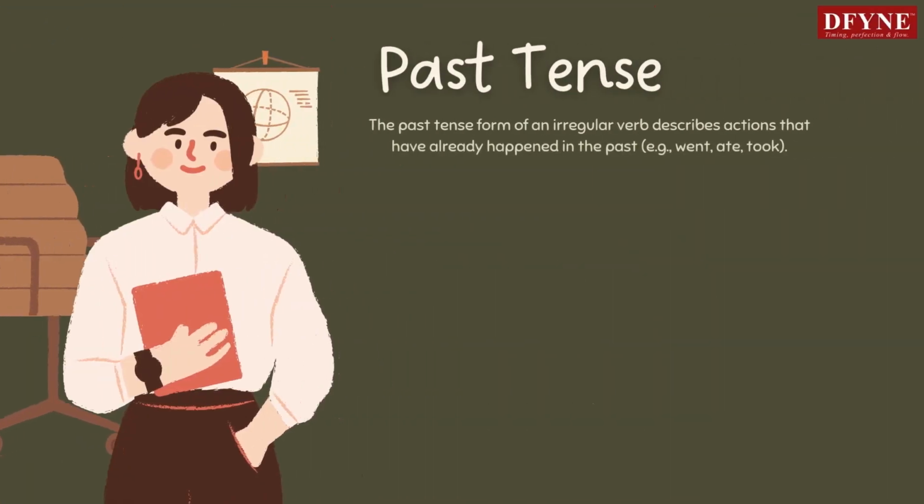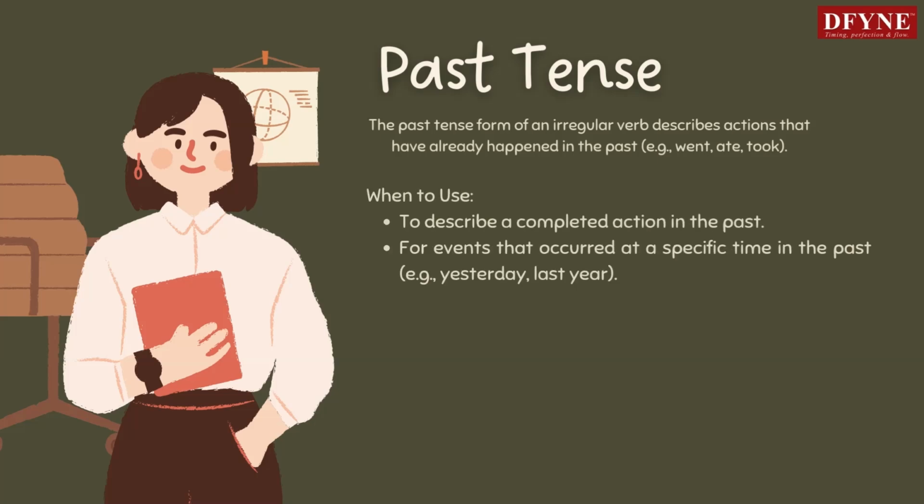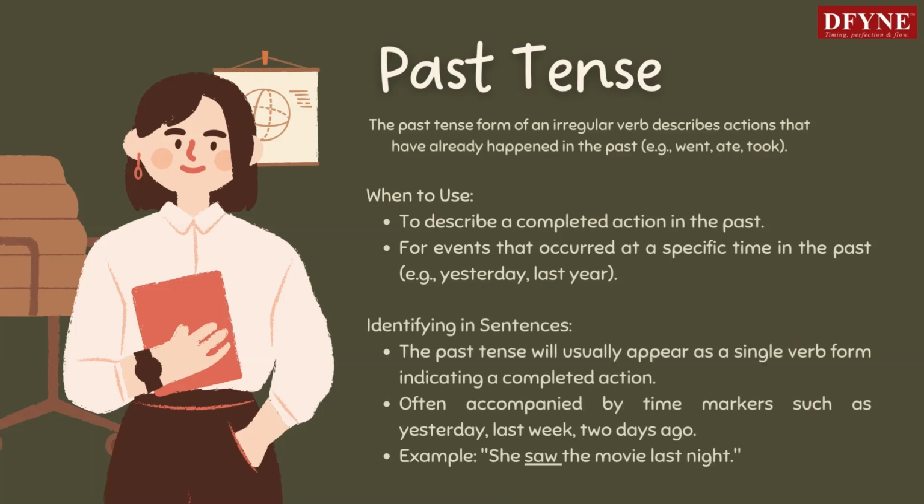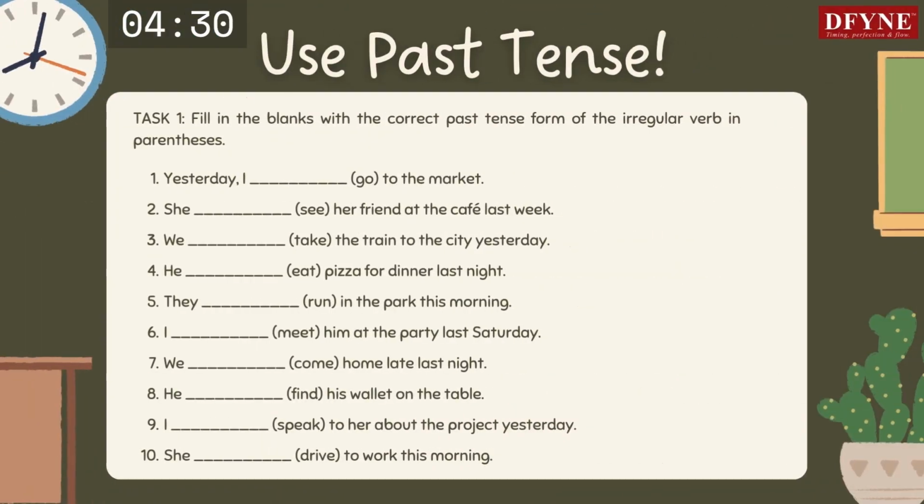The past tense form is used to describe actions that have already happened. For example, go changes to went, see changes to saw, and take changes to took, and so on. Now, solve these if you can.